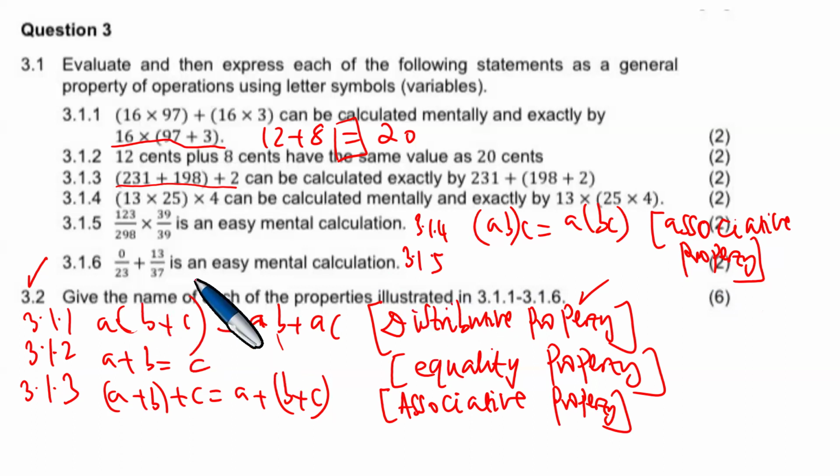This one is an easy mental calculation. We said that if you have 0 divided by A plus B over C is B over C. So what is then the property here?